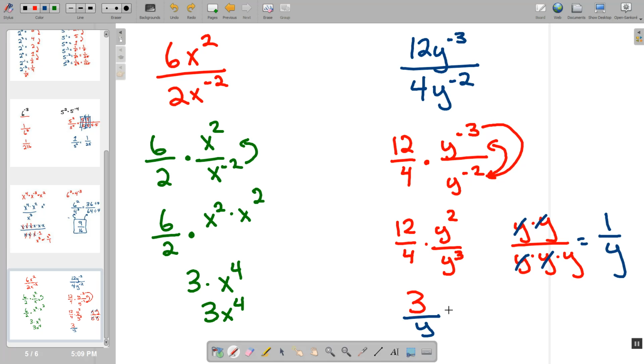This could also be written as 3 times y to the negative first. If the problem is okay with the negative exponent, I am always going to prefer the fraction answer.